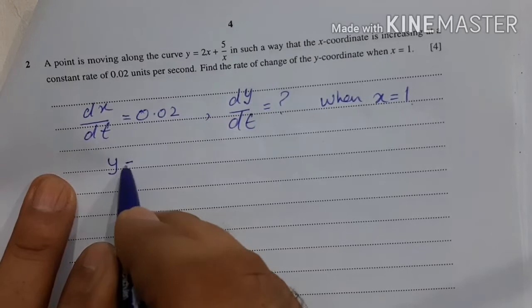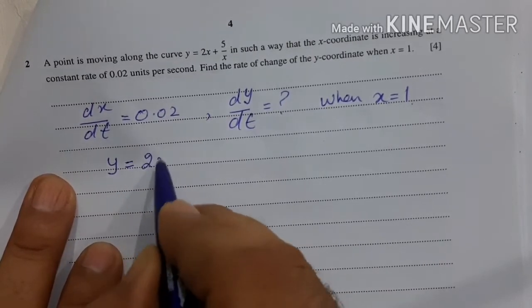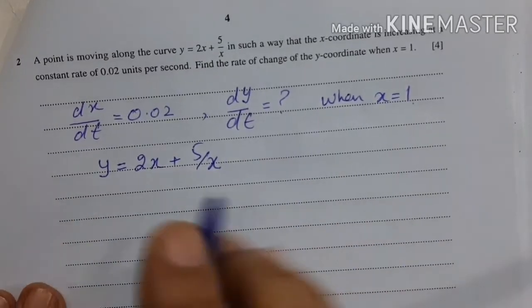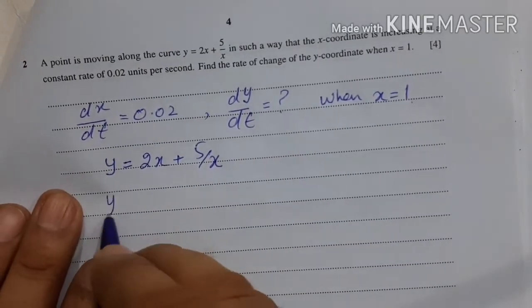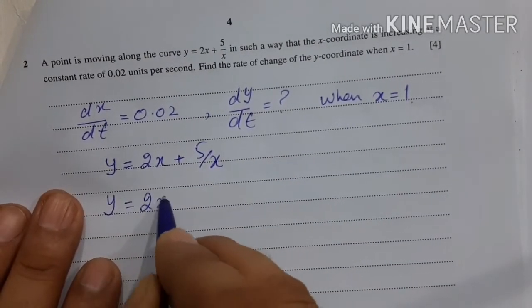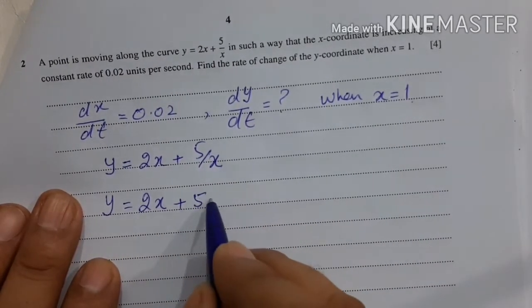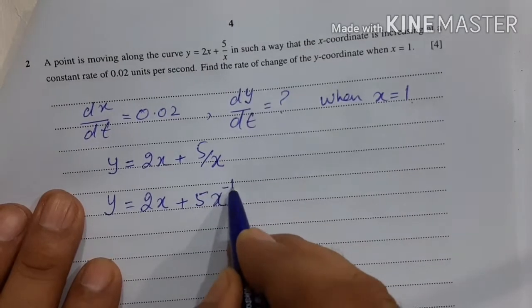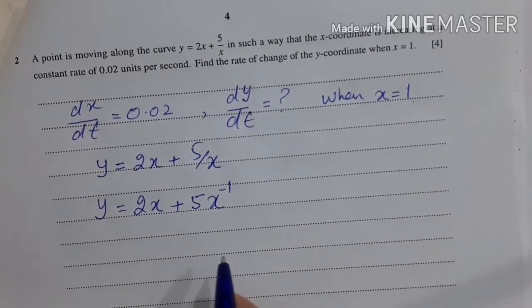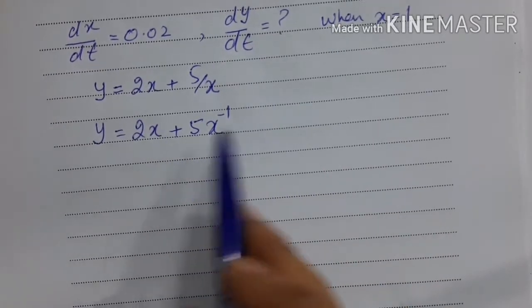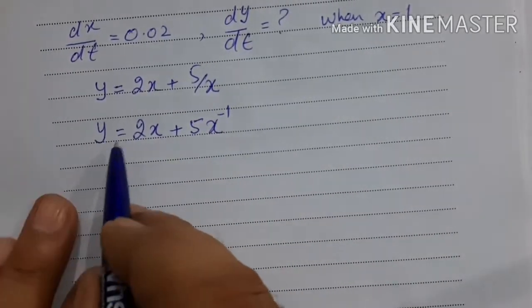Okay, we are given this expression y is equal to 2x plus 5 over x. So I'll differentiate it. First of all, I'll write it in a bit simpler way. I'll write it as 5x raised to power minus 1, because I'll take x from the denominator to the numerator, on the upper side.